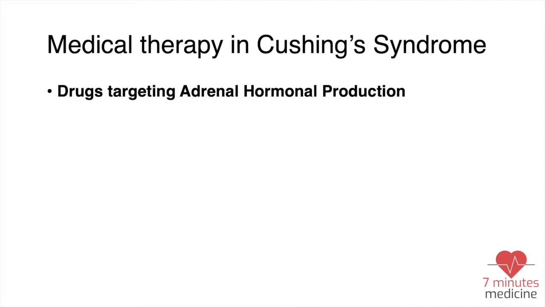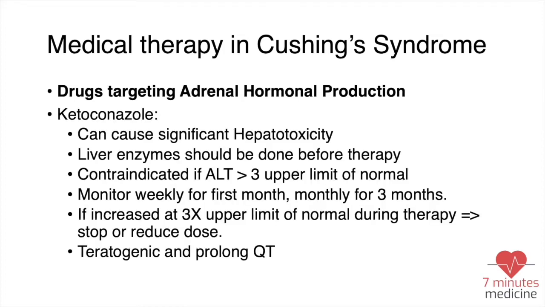So first, there is medication targeting adrenal hormonal production. So they work on the adrenal gland level. The first medication is Ketoconazole. The most important thing about this medication, it can cause significant hepatotoxicity. So monitoring liver enzymes is very important.